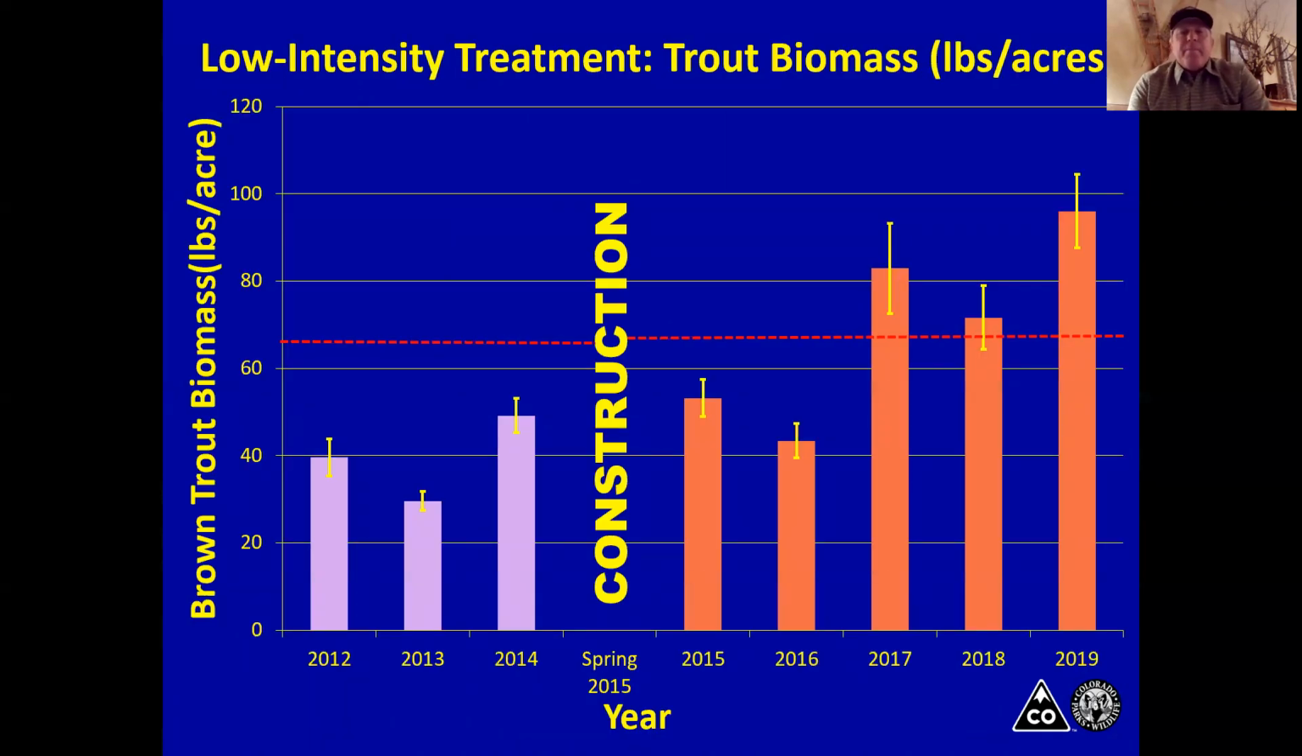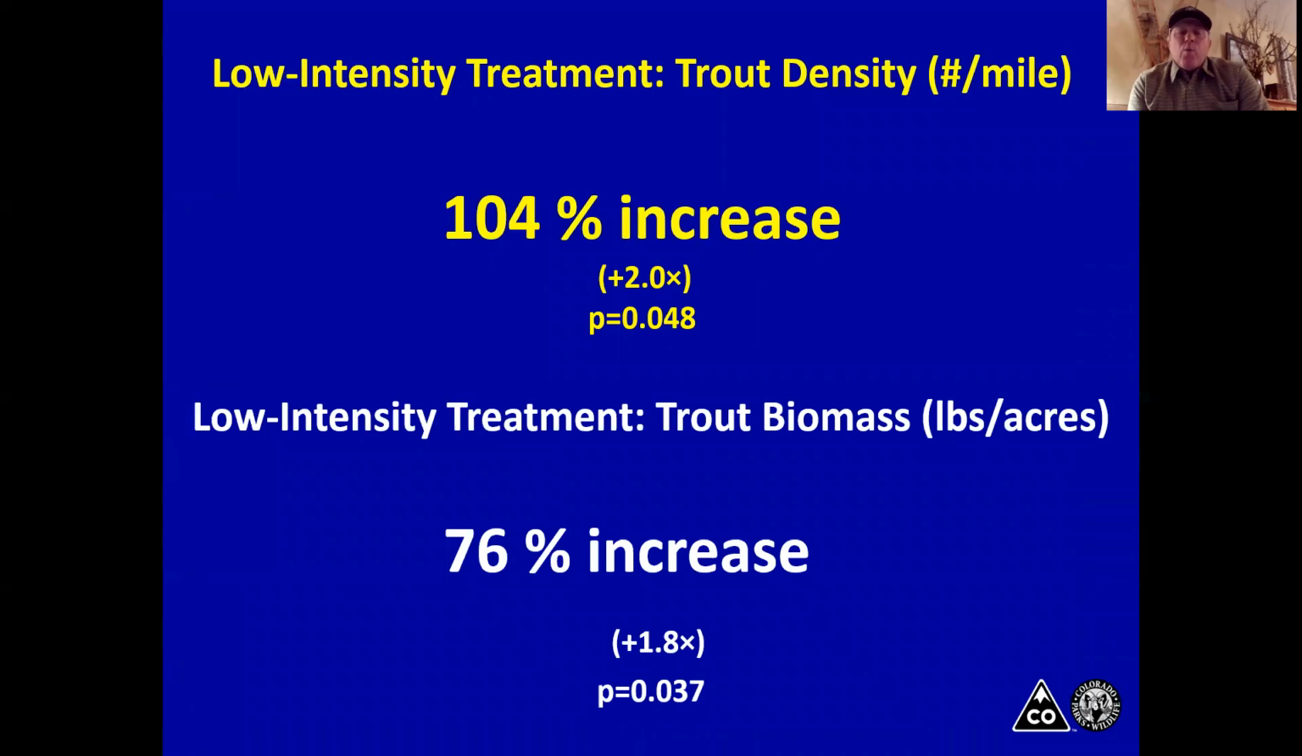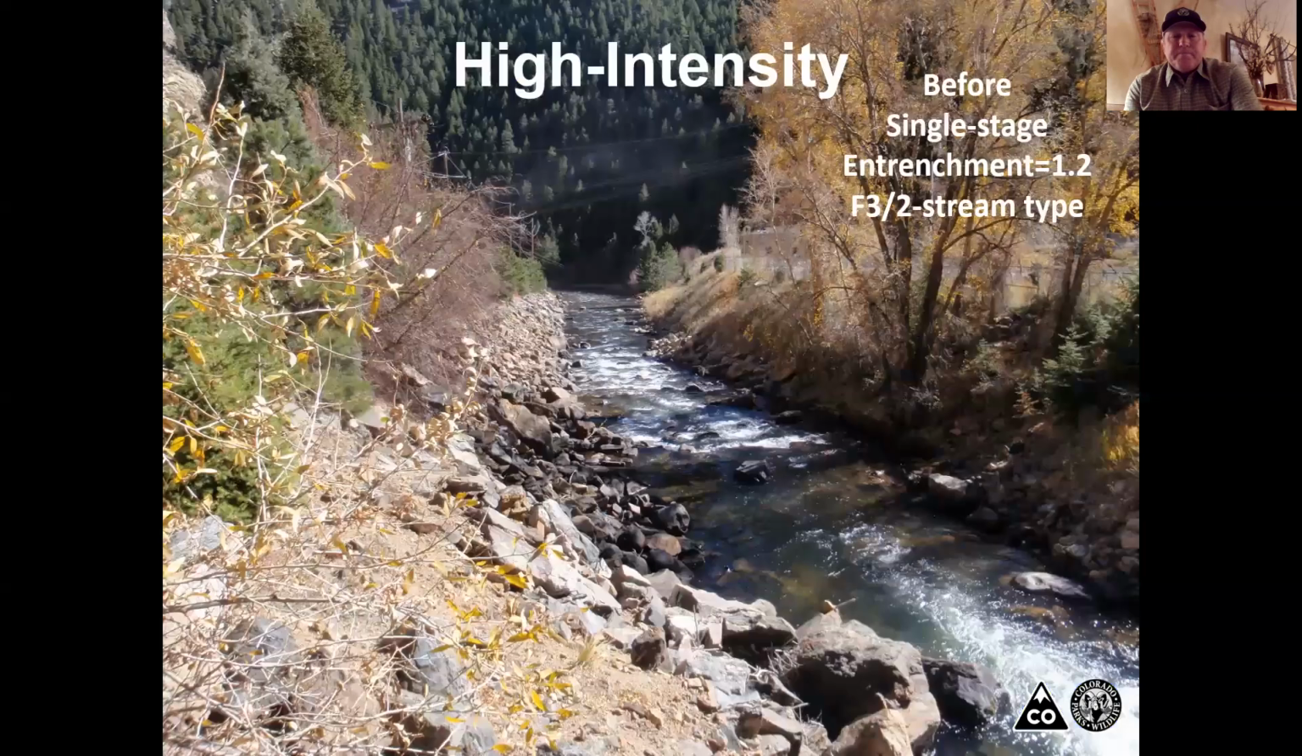When we looked at brown trout biomass, which is just the pounds of brown trout per acre in this section before and after, purple being before, orange after, you'll see there's been about 1.8 times more brown trout in this section when I compared the post-restoration to pre-restoration conditions. So putting in the structures, just the boulders, did improve the number of trout per mile and the pounds of trout per mile in this stretch by those amounts.